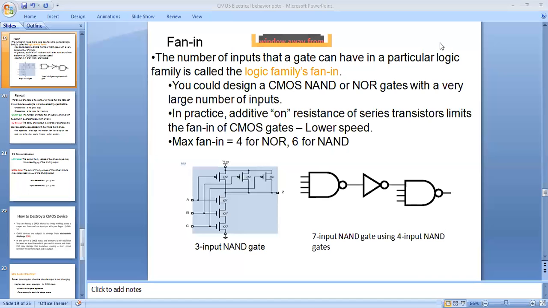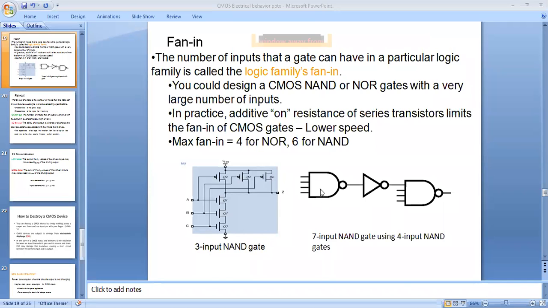So in today's class, we discuss fan-in of CMOS. That is, for a CMOS NAND gate or NOR gate, how many inputs are applied. Already you know the definition of fan-in. What is fan-in? In the first classes, I gave all the characteristics of logic families. In those characteristics, I mentioned fan-in, fan-out, power consumption, operating speed, like that. What is fan-in? The number of inputs that a gate can have in a particular logic family is called the fan-in.